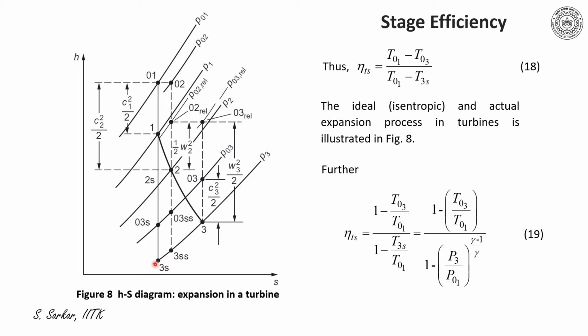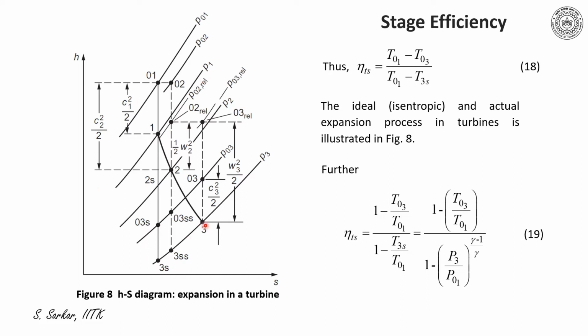Now following the energy equation in the stator and that of the rotor, I have marked different state points. Since H01 must be equal to H02, I have indicated the state point 02, and from H01 if I subtract C1 squared by 2, I'll get H1. Similarly, from H02, if I subtract C2 squared by 2, I'll get H2. And from the state point 2, if I add W2 squared by 2, I'll get 02 relative and hence P02 relative.